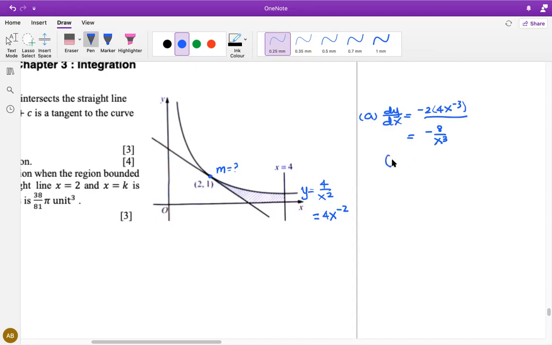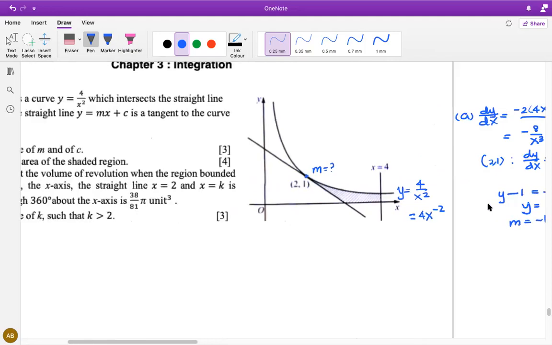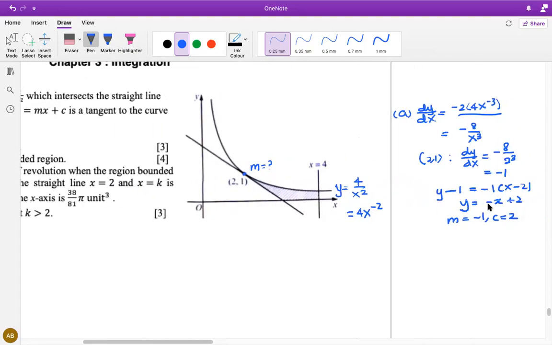So therefore you get negative 8 over x cubed. So at 2, 1, dy dx is negative 8 over 2 cubed. So therefore you get negative 1. Hence our equation of tangent is y minus 1 equals negative 1 times x minus 2. Therefore y equals negative x plus 2. So our m is negative 1, c is 2. Okay, so we already solved A.